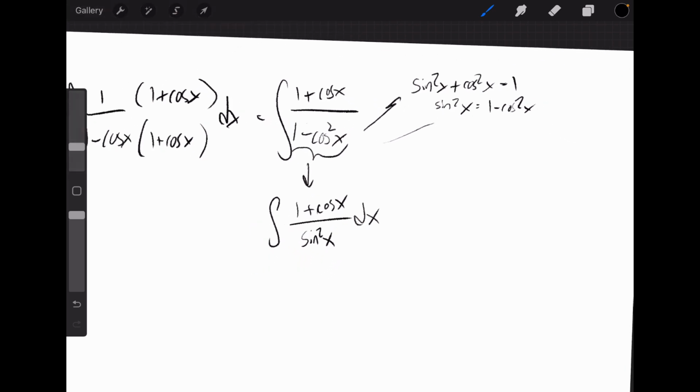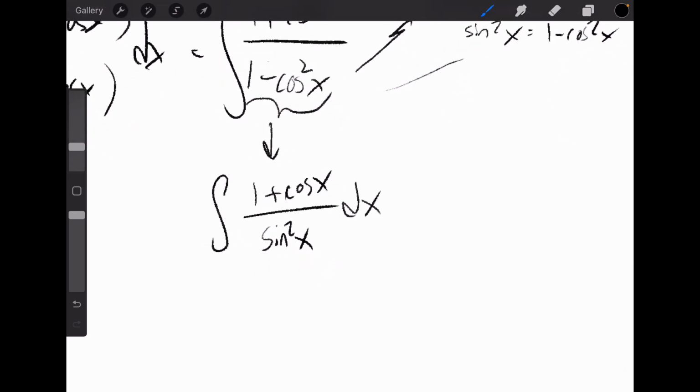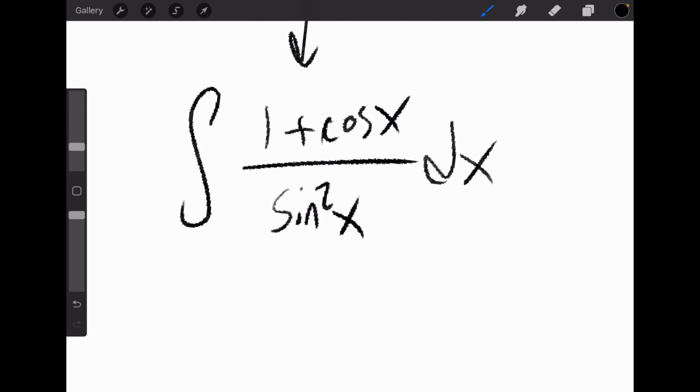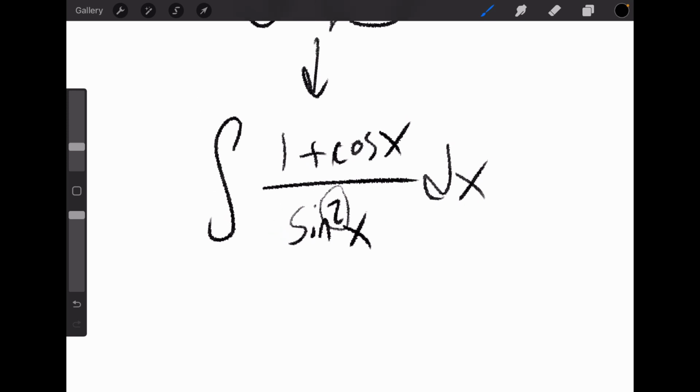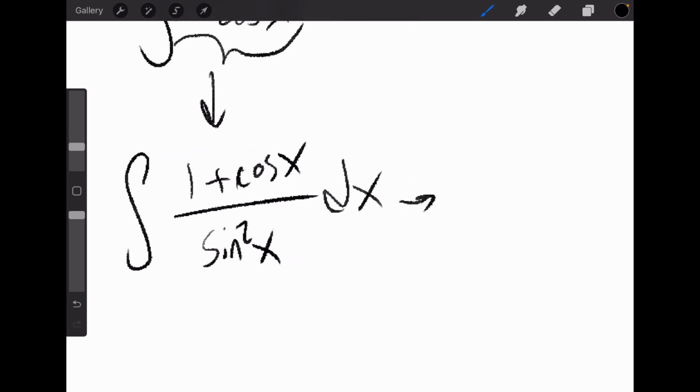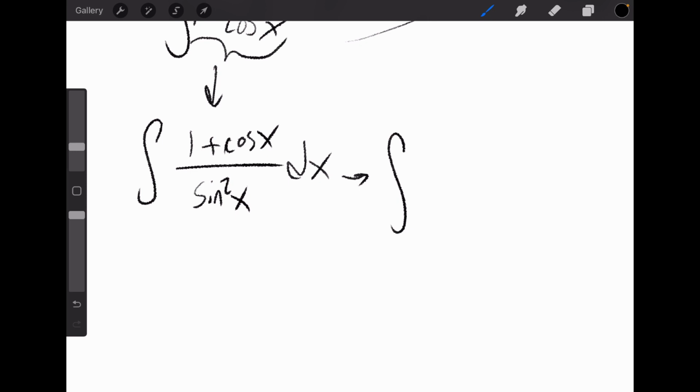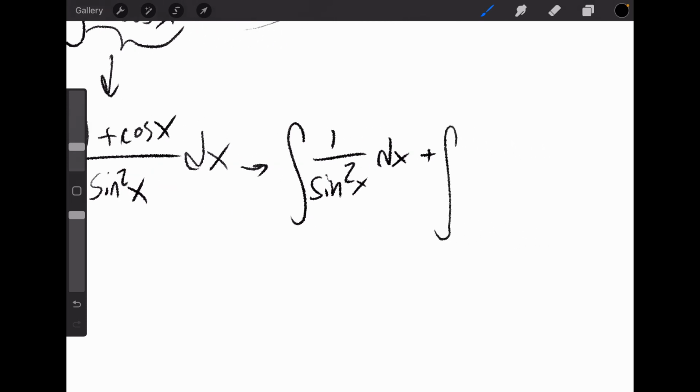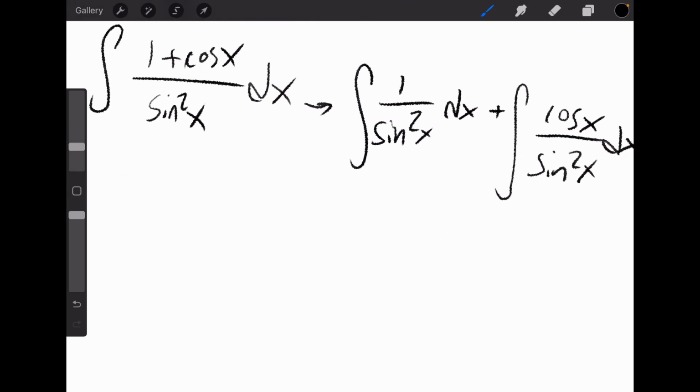So now here's a good thing, we have the denominator, which is a power higher than the numerator, and we have trig in both the numerator and the denominator, so we can start canceling stuff out. But first I'm going to separate the fractions to make things easier. We're going to separate the numerator, so 1 over sine squared x dx plus cosine of x over sine squared x dx. Okay, this one is simple trig.